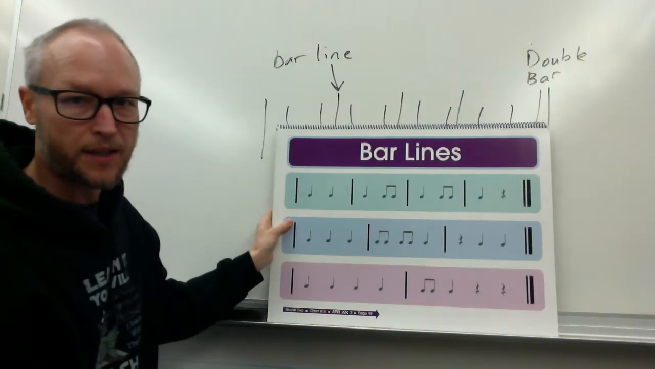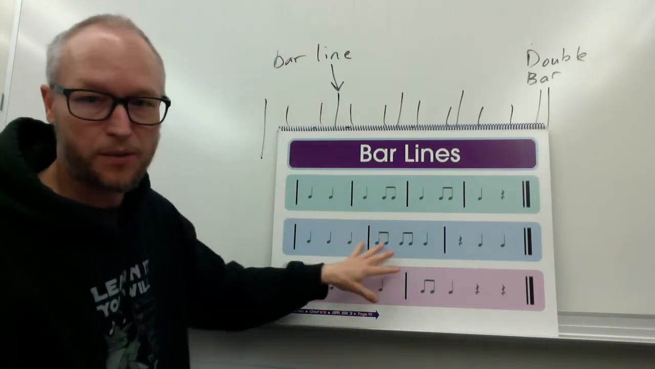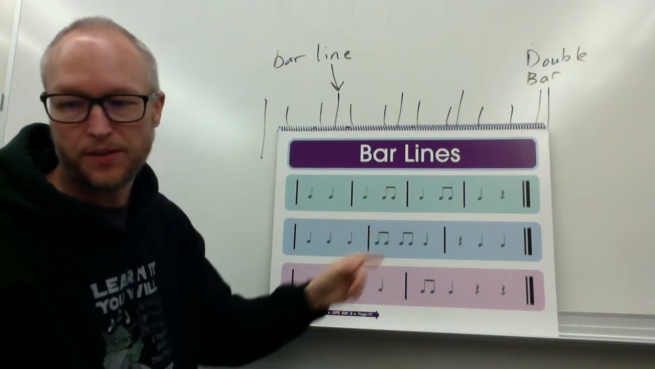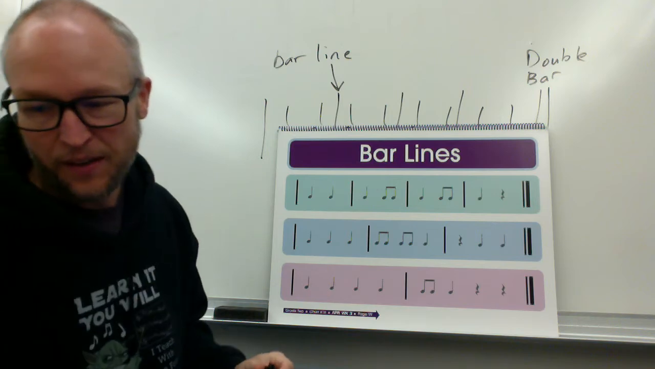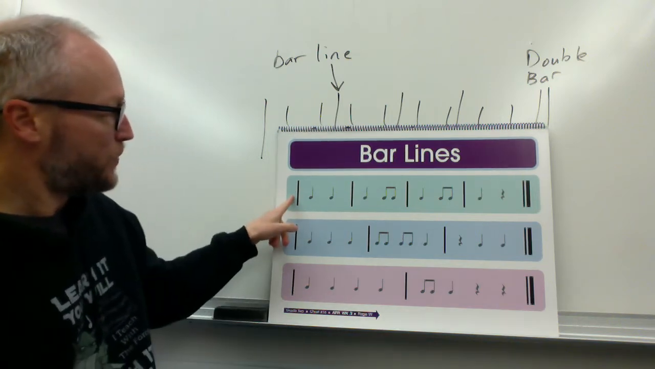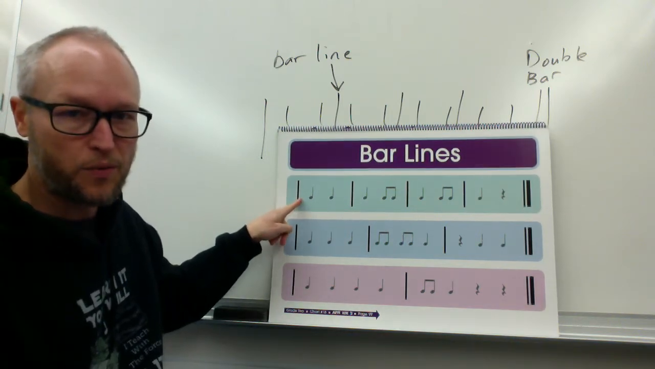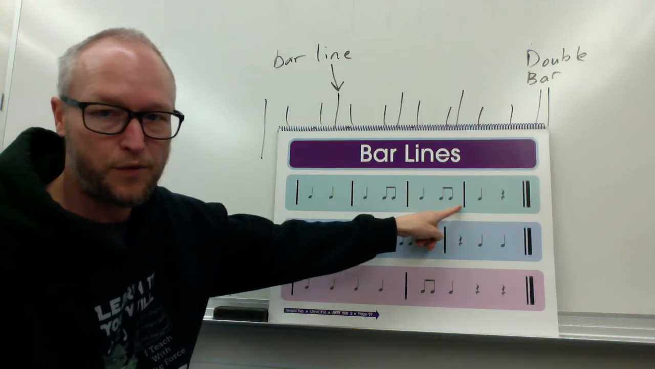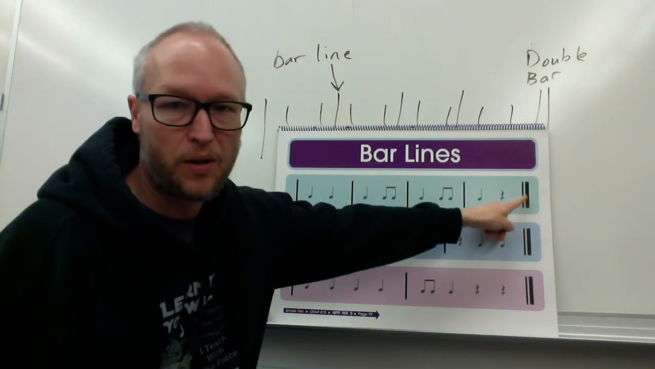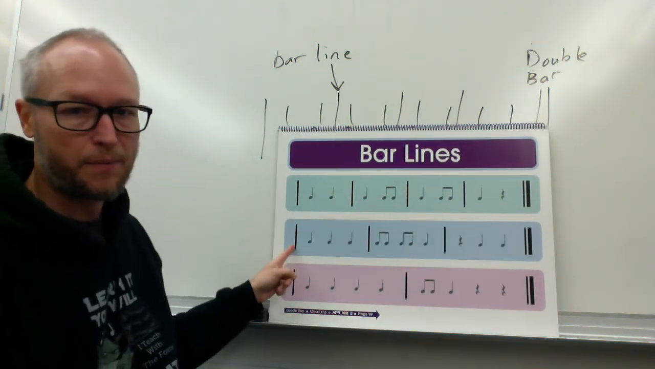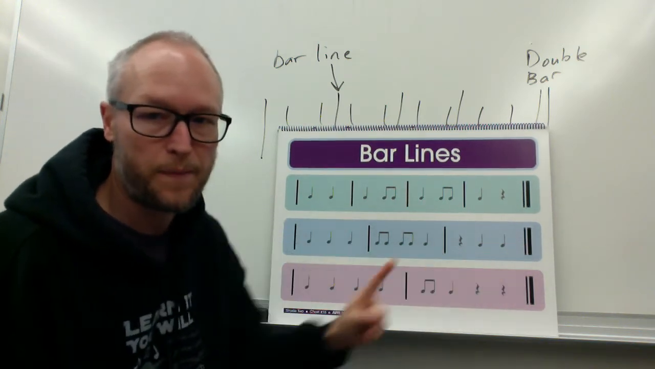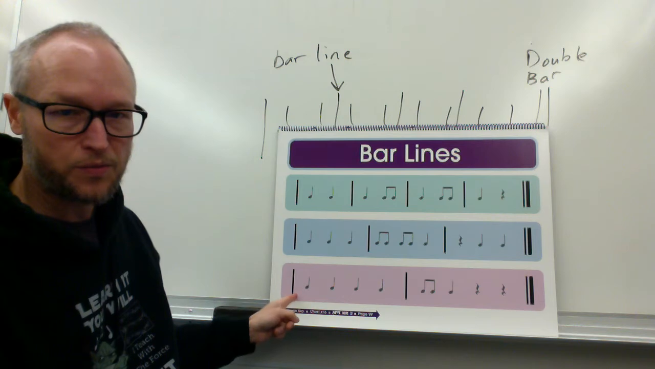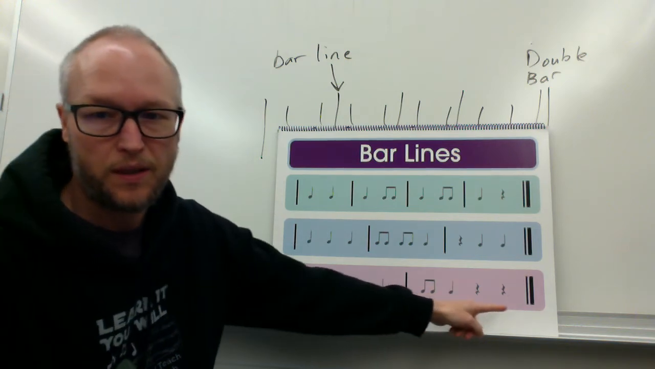And I'm just going to cover up what we just saw here. So these are our bar lines. First off, how many bar lines do we have in this example here? We have 1, 2, 3, 4, 5. That's a double bar line, but it's still a bar line. How many bar lines do we have here? 1, 2, 3, 4. How many bar lines? 1, 2, 3.